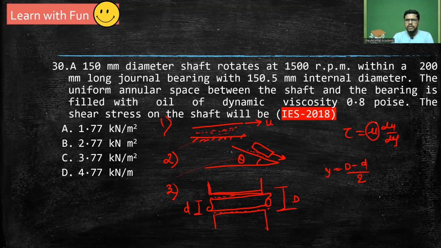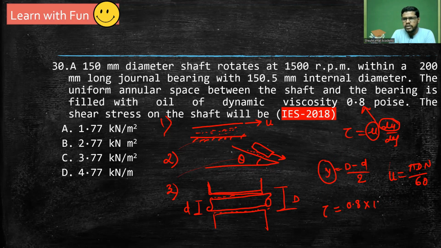Now viscosity is given, which is 0.8 poise. Now how to find out the velocity? The velocity of the shaft. So RPM is given. You can find out the velocity by the formula pi D N by 60. And already I have told you how to find this one. Tau is equal to mu. Mu is 0.8, it is in poise. Now convert it into Newton second per meter square, means in SI unit.